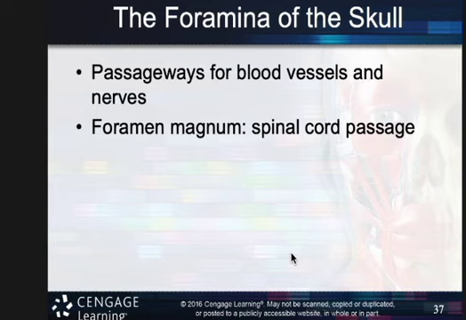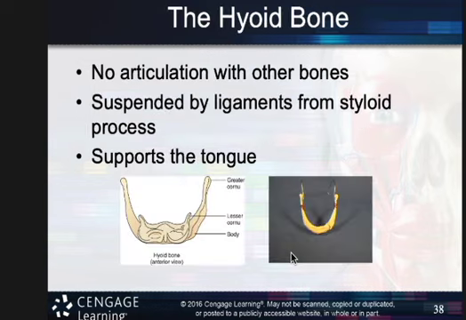The foramina of the skull are passageways for blood vessels and nerves. The foramen magnum is where the spinal cord meets the brainstem. Very important. Large hole. That's literally what foramen magnum means. Hole, large. The hyoid bone doesn't articulate with any other bone and is suspended by ligaments from the styloid processes, which you can see in the picture below, and supports the tongue.